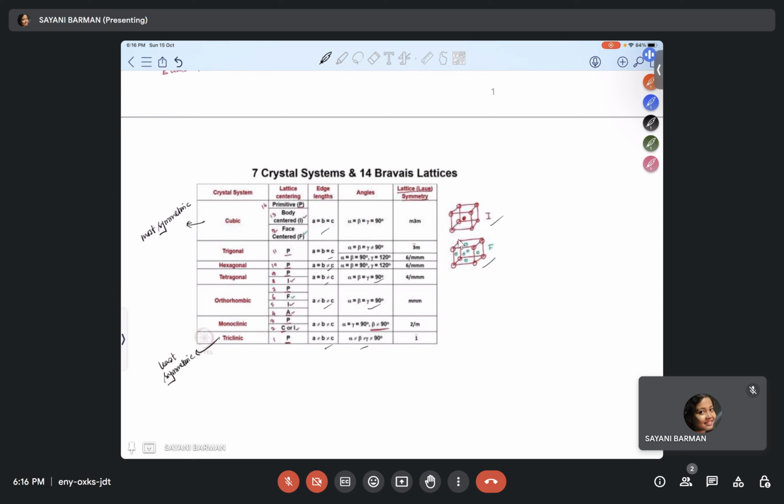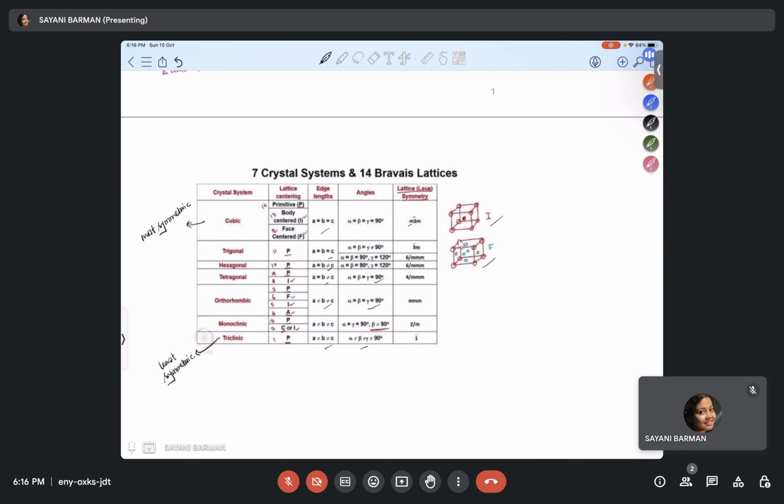Okay. Then Sir has taught about the Laue symmetry. So basically, from the chart you can say there are m3, 3 bar m, 6/m, etc. So first I'll tell you about each element, like m. What is m? m is mirror.